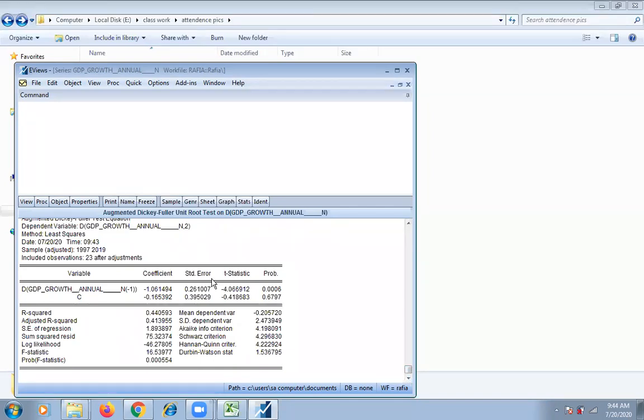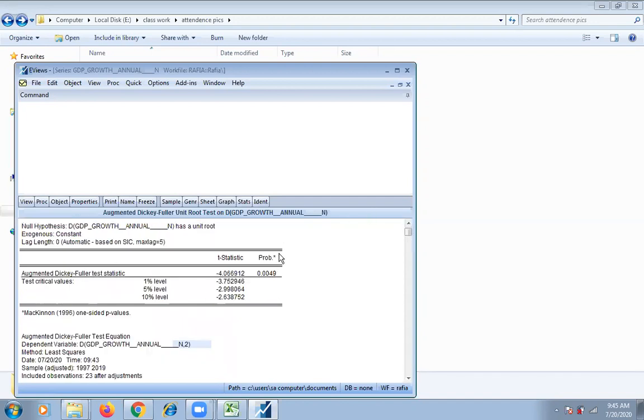But a model is here for your better understanding. What is the Augmented Dickey Fuller model here, beta? What is the dependent variable here? The difference of GDP growth is the dependent variable. What is the independent variable? The lag of the first difference, minus one is the lag here, the lag of the first difference. That is simple, beta. But you check this table and write the decision. This data is stationary at first difference.